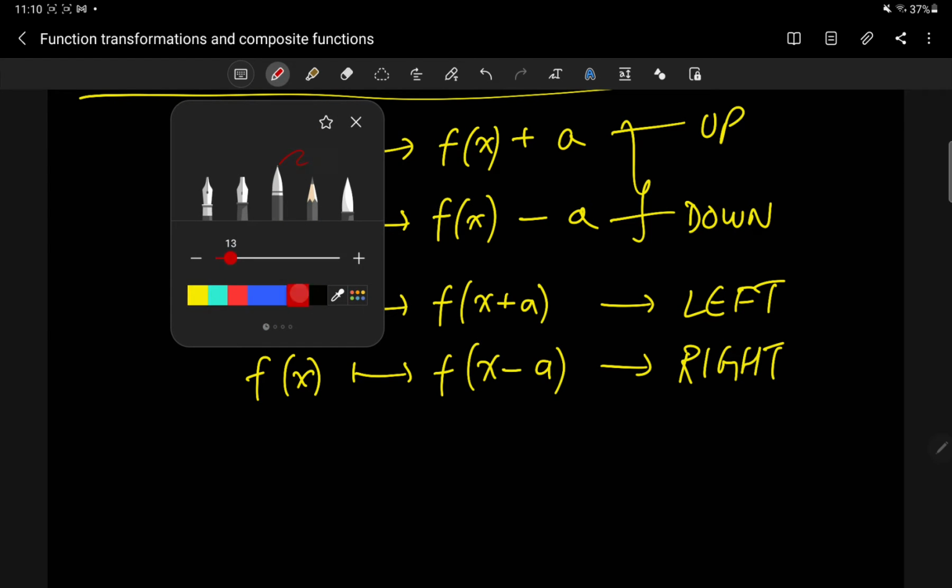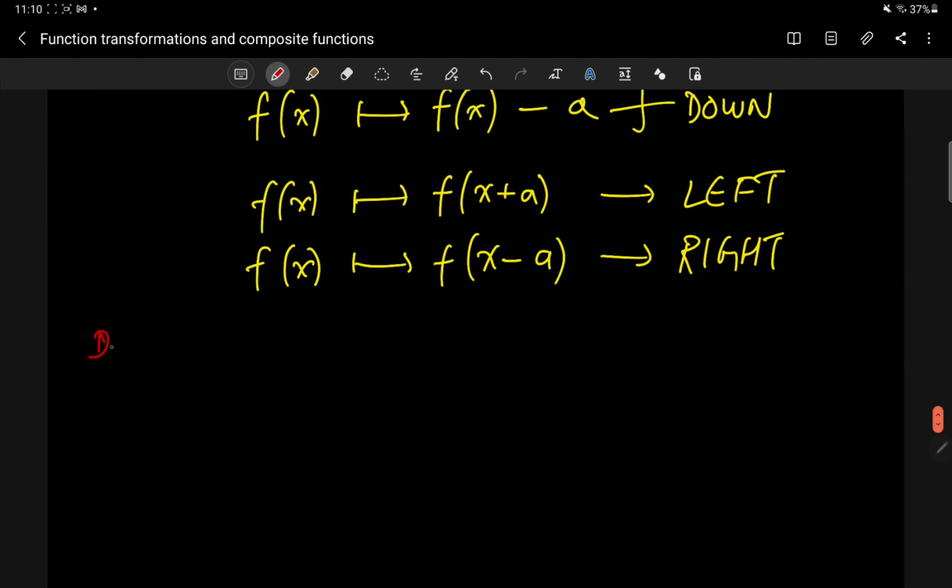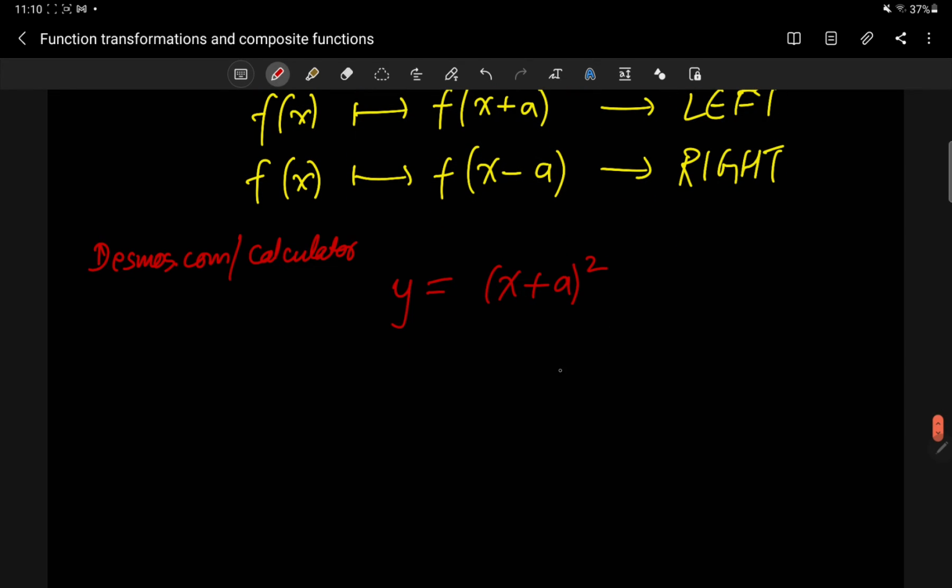Okay, and then you can do a similar activity on Desmos. If you go to desmos.com/calculator, and now you plug in y equals (x plus a) squared, and then you do the slider, you get the slider for a. Now when you move this left and right, your graph should move left and right, because for different values of a, this is going to move left or right.